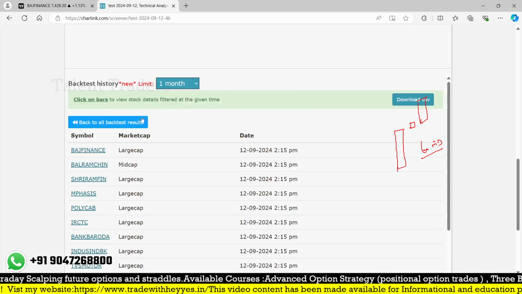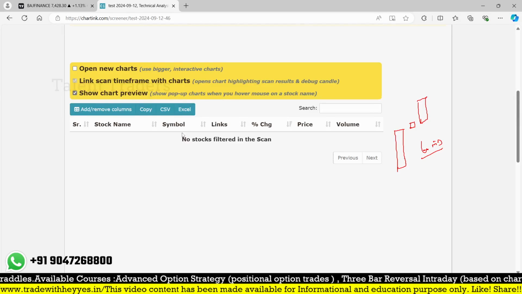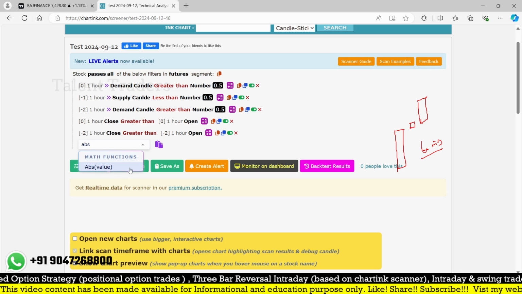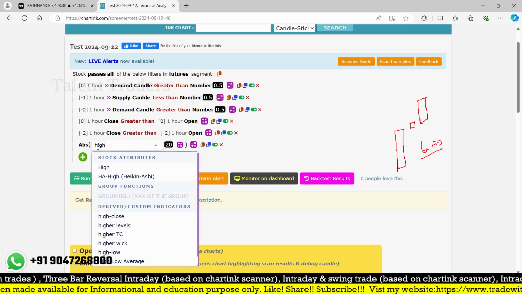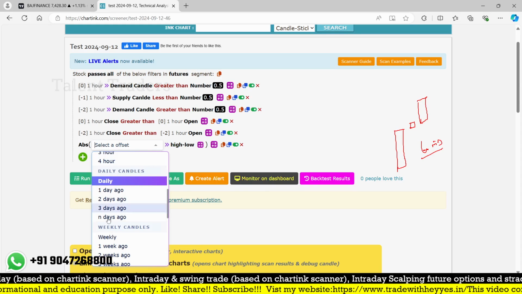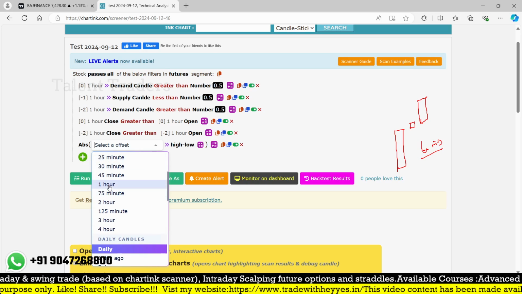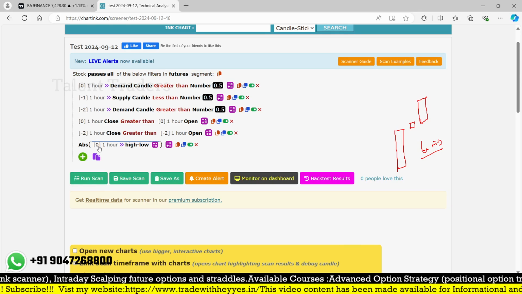This is what we are looking for, and how do we find the same pattern with this formula? ABS, which is the absolute value. We have one more custom indicator, the high and the low, and it should be 1 hour. Create 1 hour high minus low, and it should be 2 candles ago.